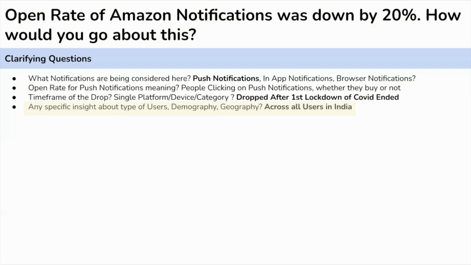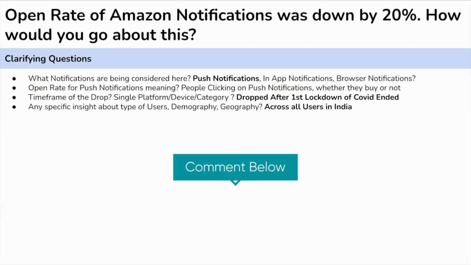The final question which we should ask is about what type of user, demography or geography are we seeing? Is this drop across a certain type of user, or are all types of users considered here? So here the drop is across all types of users. I think we have got a good idea about this question, but do let me know in the comment section if some part of the question is still unclear or we could have asked more clarifying questions. It will help all of us to learn more, right?